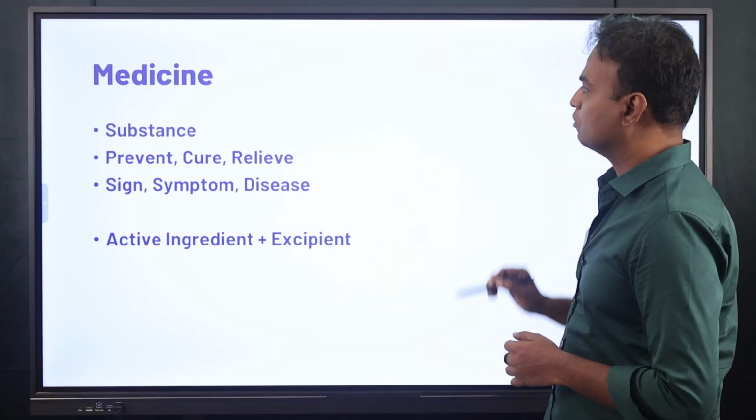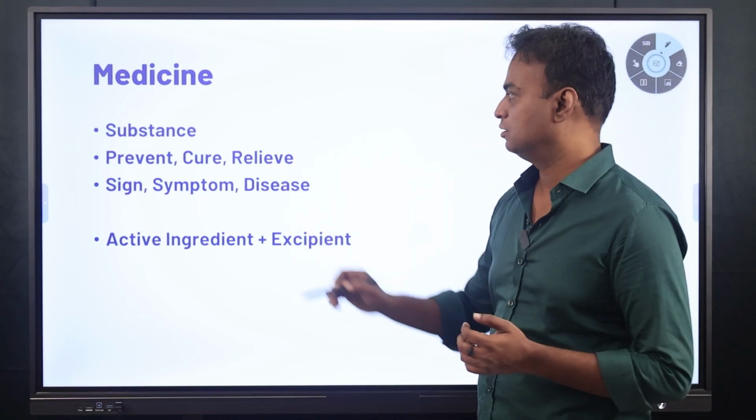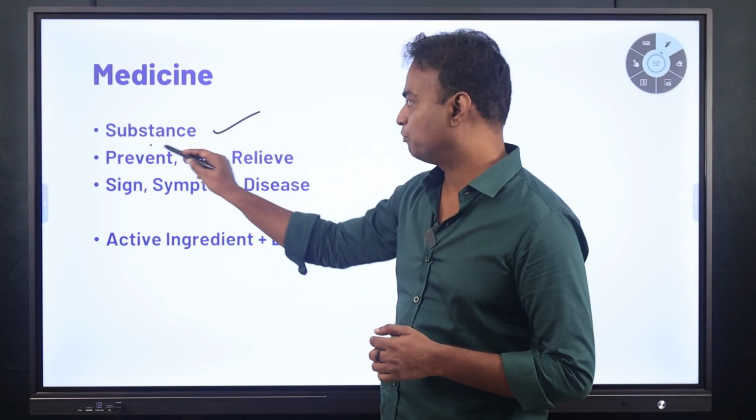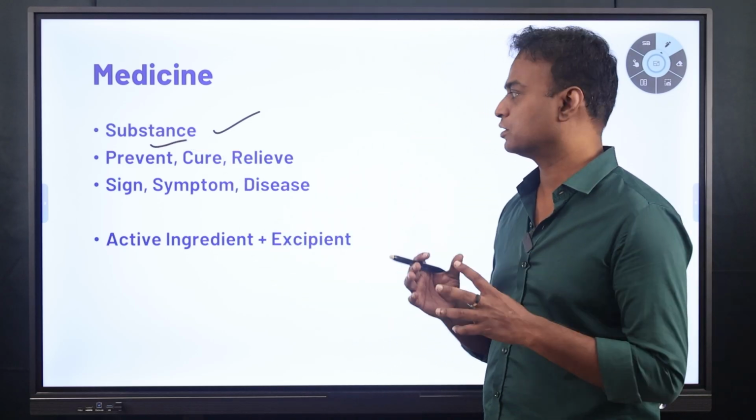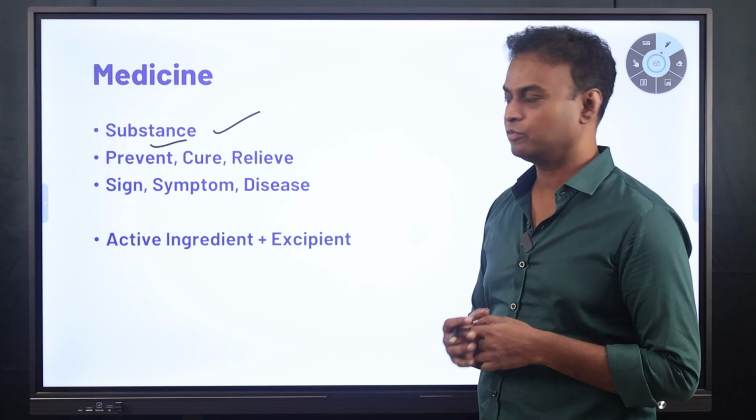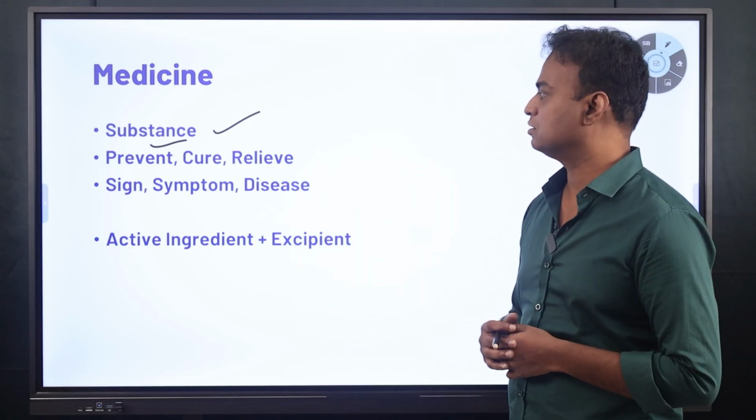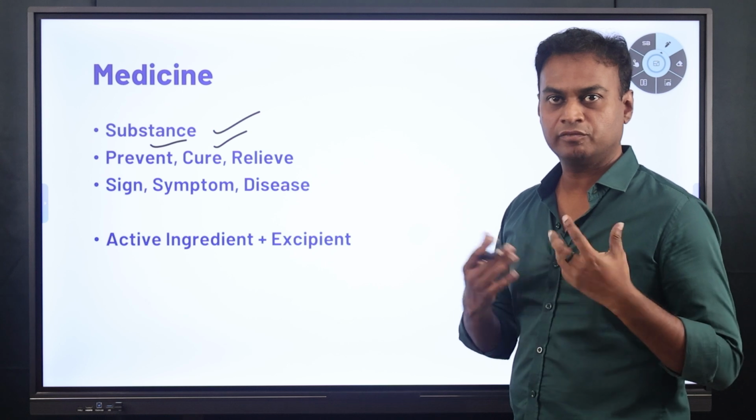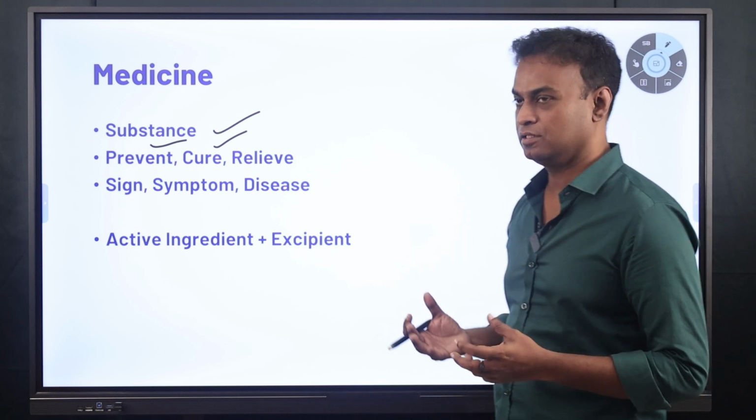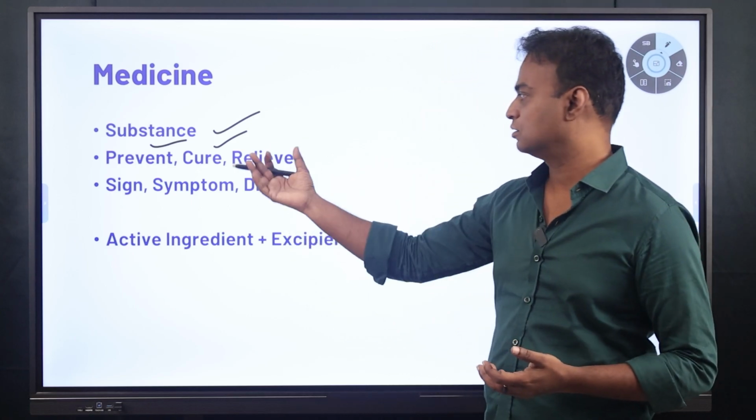First one is medicine. What is a medicine? Medicine is a substance, any substance you can take in the world. Medicine is a substance that can be used to prevent a disease. Preventing means ensuring that the disease is not coming again and again. You can compare prevention with vaccine. The next important criterion for medicine is cure. Cure means completely reversing the pathology.